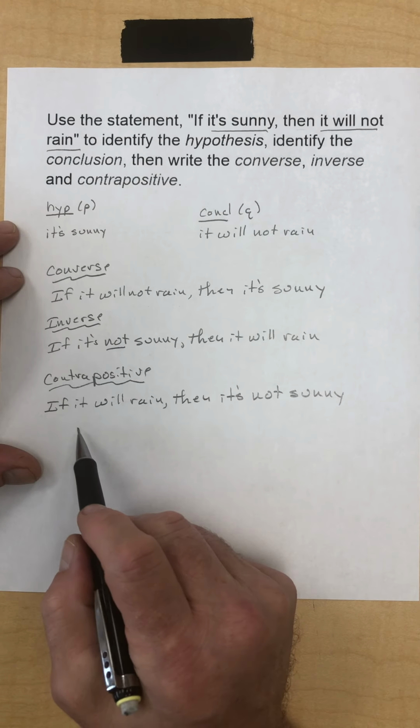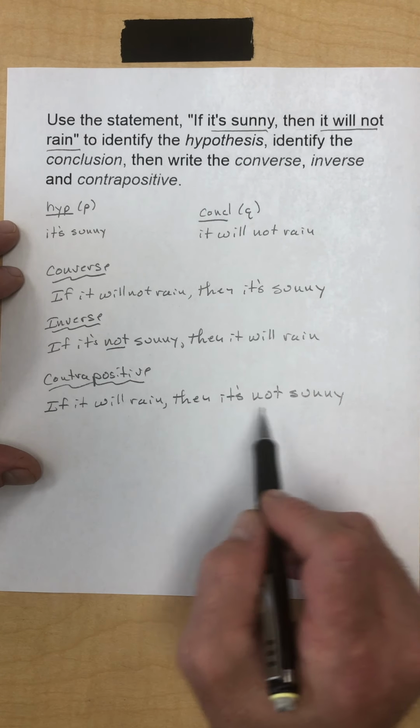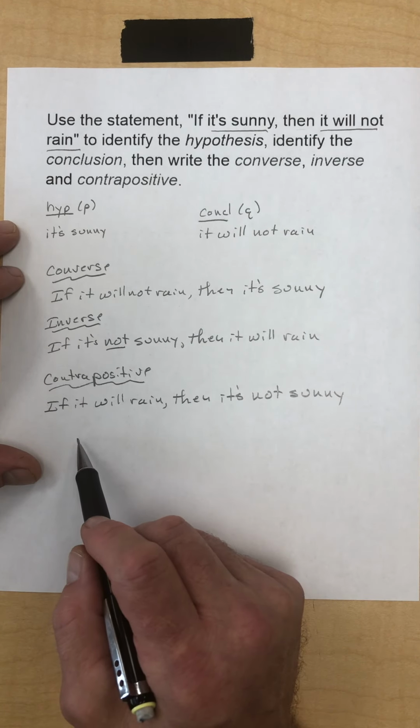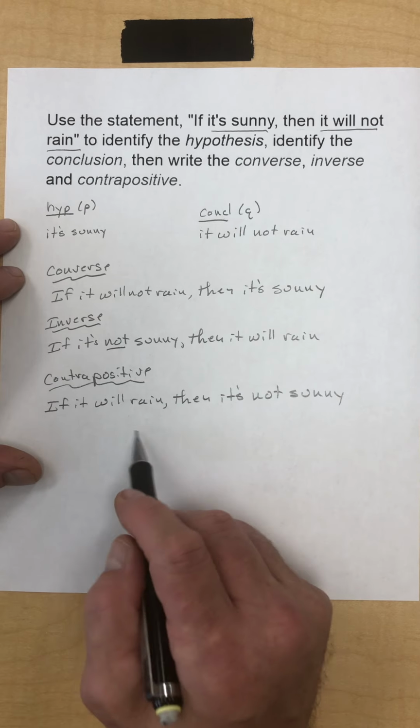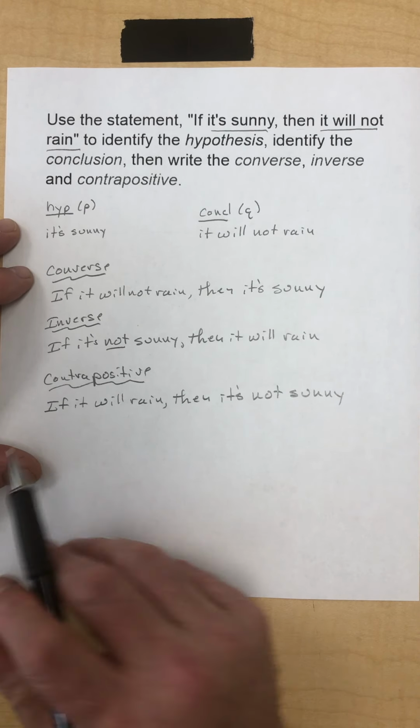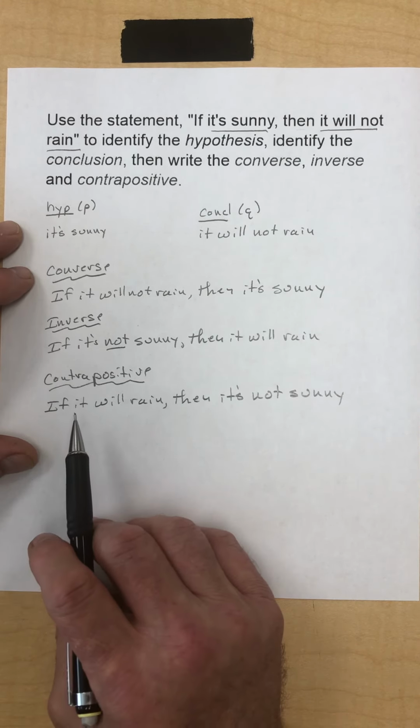So let's see. If it's going to rain, then it's not sunny. Oh, I don't know. I know in the middle of summer, I've seen the sun shining and rain starts coming down. So that would probably be a false statement.